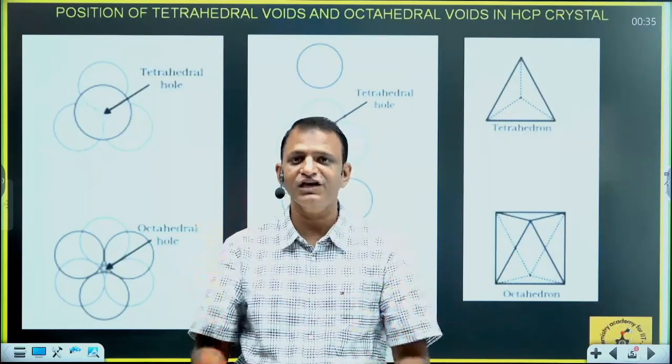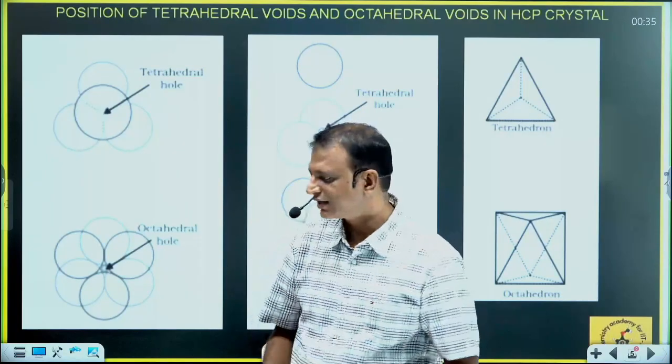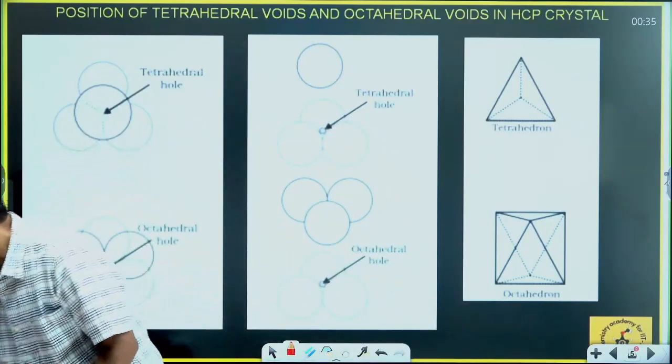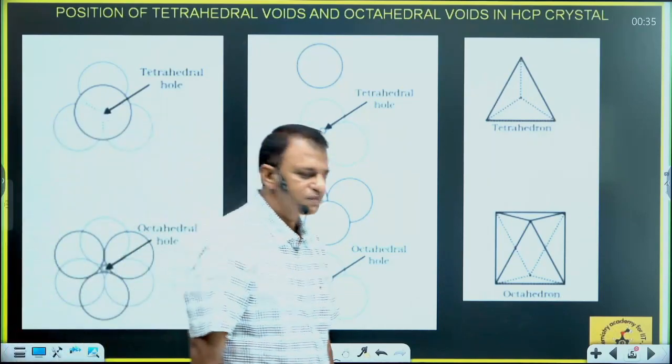So now you are aware of the definition of tetrahedral void and octahedral void. Now we are going to discuss the position of tetrahedral void and octahedral void in the SCP crystal.